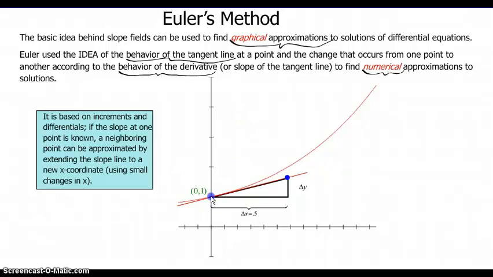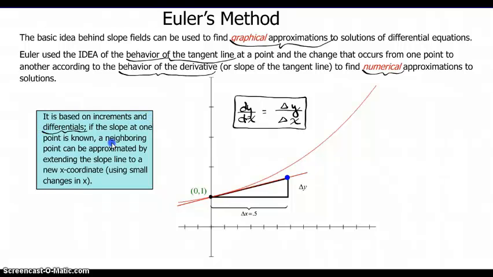So here's what Euler did just in general. Given an initial condition and a differential equation, dy/dx equals whatever, the change in y over the change in x, rise over run. That's what we know the derivative to be, or the slope to be. So given an initial condition, Euler said that the change in y and the change in x had this relationship, all right? And he said it's based on increments and differentials, so dy and dx.